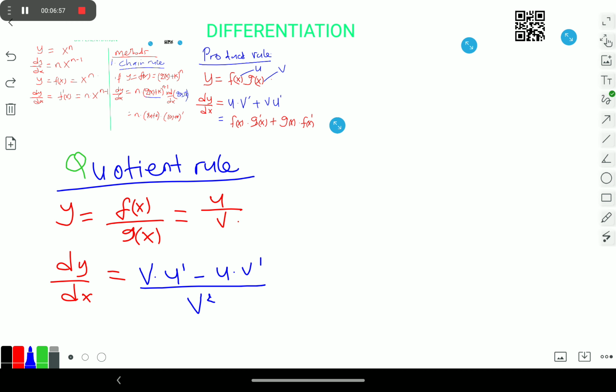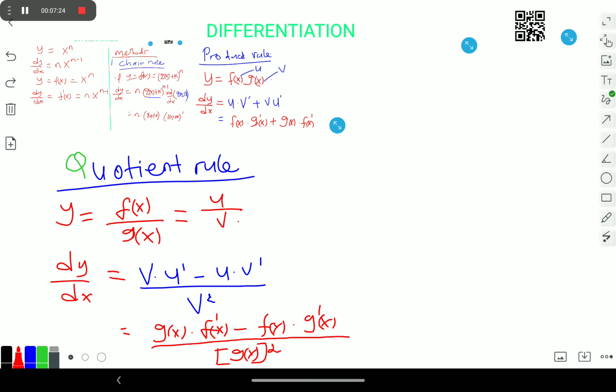Meaning that for this case, it is going to be g(x) times the derivative of f(x), minus f(x) times the derivative of g(x), divided by g(x), the whole squared. Isn't it? So this is the quotient rule. Okay, let us go to the next part.